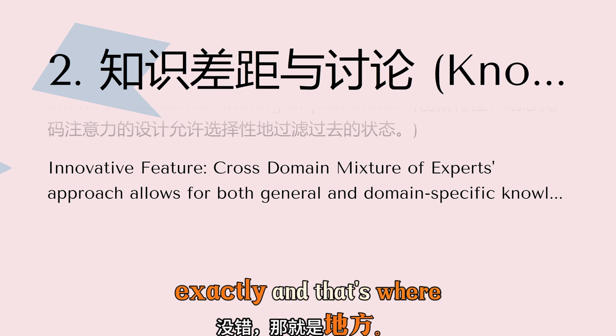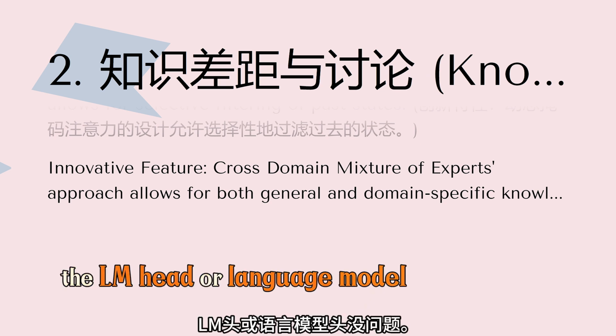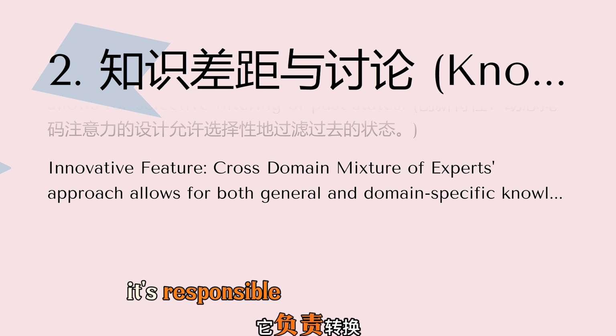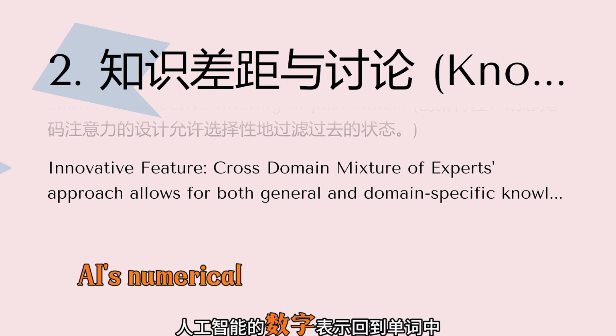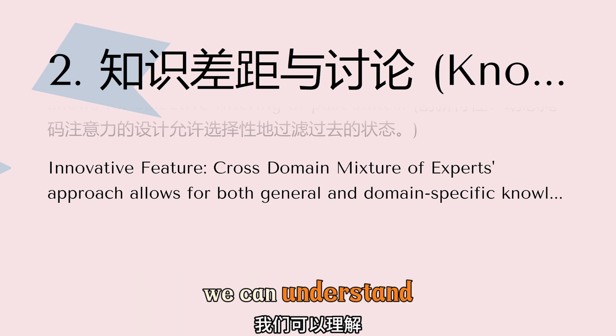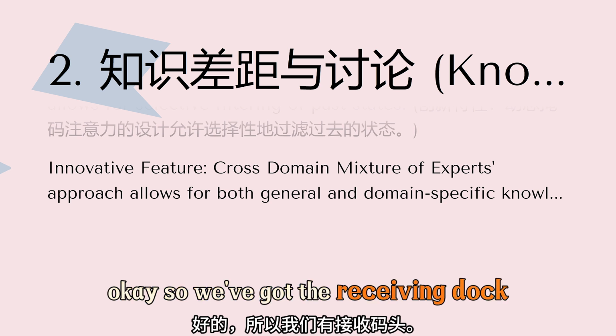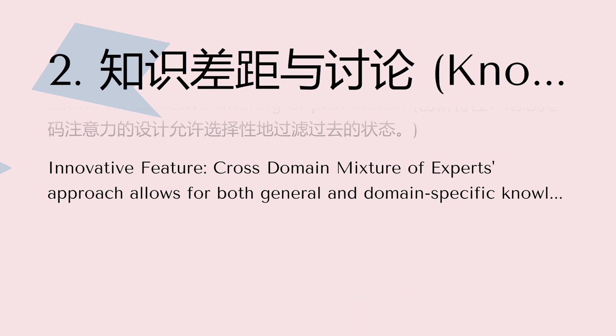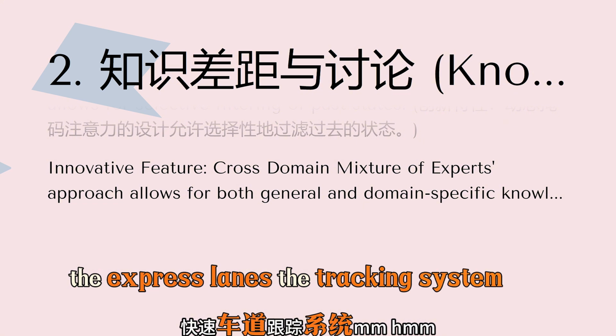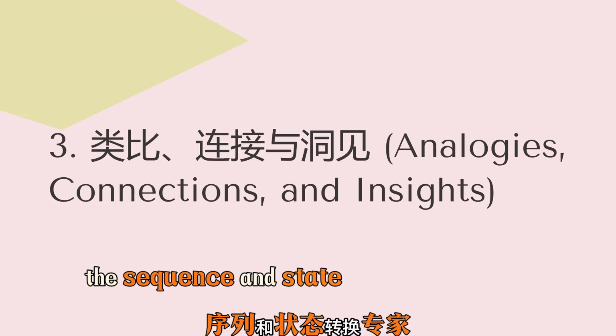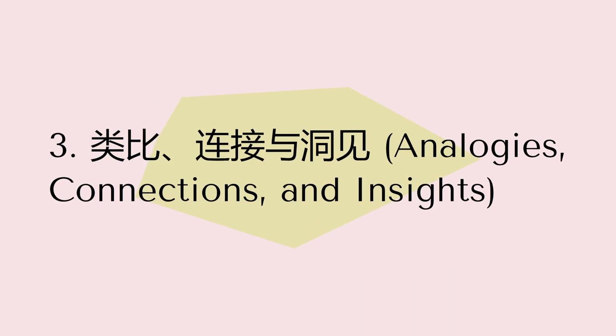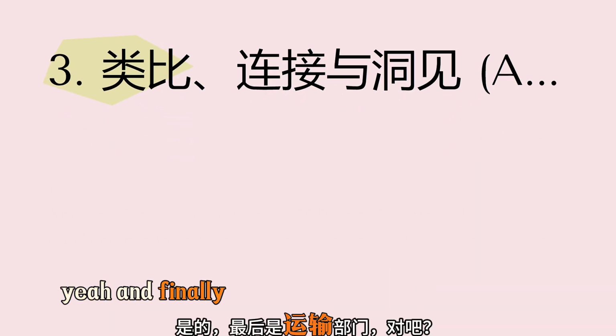Exactly. And that's where the LM head, or language model head, comes in. It's responsible for converting the AI's numerical representations back into words we can understand. Okay, so I've got the receiving dock, the stabilizing station, the express lanes, the tracking system, the sequence and state transformation experts, the quality control team, and finally the shipping department.